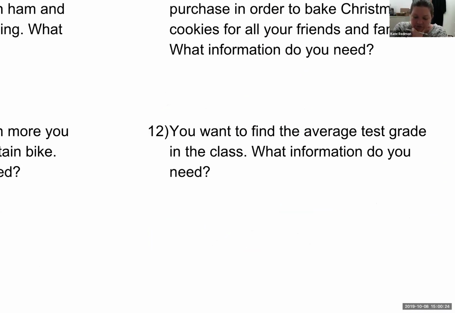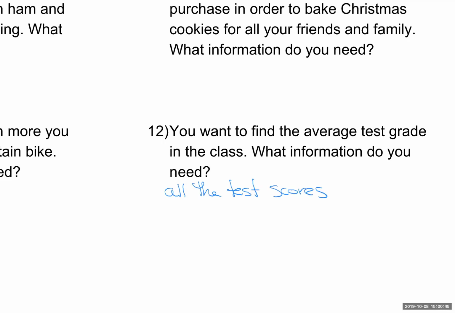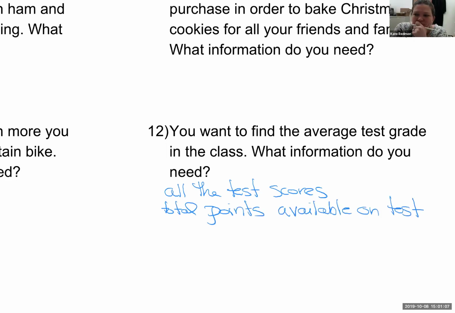Let's look at number 12. You want to find the average test grade in the class. What information do you need? You need all the test scores. And you need to know the highest amount you could have. The highest amount I can have? What do you mean by that? Like the highest grade you can get. Oh, like the total points available on the test? Yeah. You're assuming I'm doing it with percentage or whatever. Yeah. Okay, what else? How many people in the class? Yeah. There you go. I definitely need that in order to find an average.